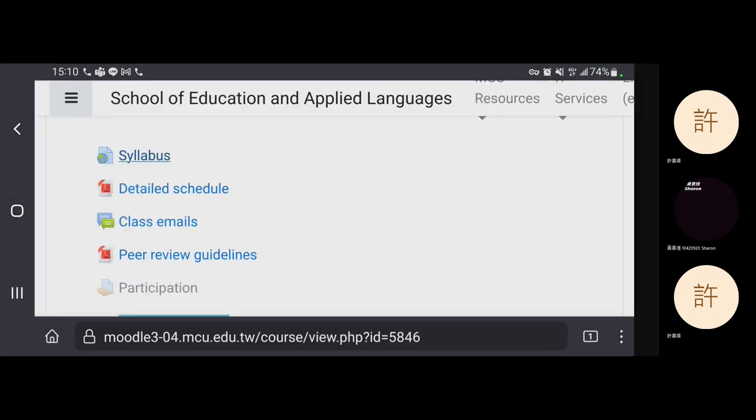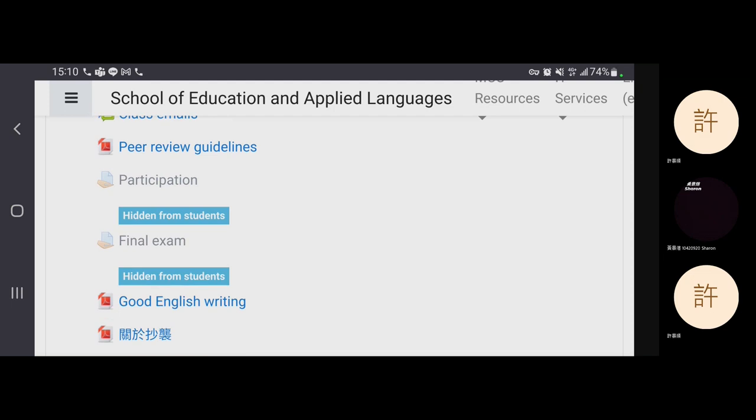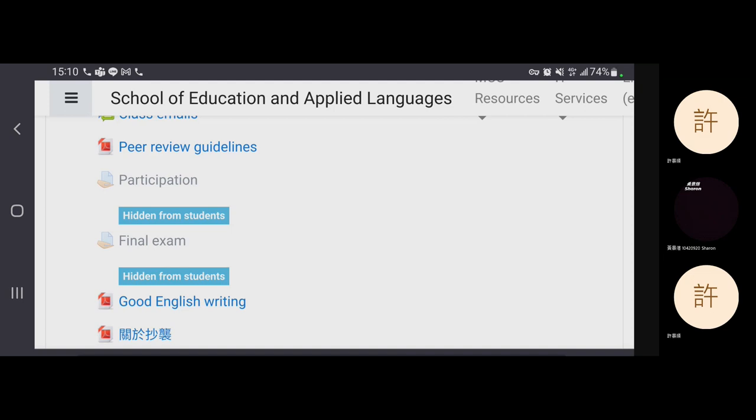Okay, so back to Moodle. The peer review guidelines are here. I will talk about this the week before the first peer review, but you're welcome to take a look first if you want to. Participation and final exam, you can't see those, but this is where I will input your participation grade and your final exam grade. I use Moodle to calculate your final grade.